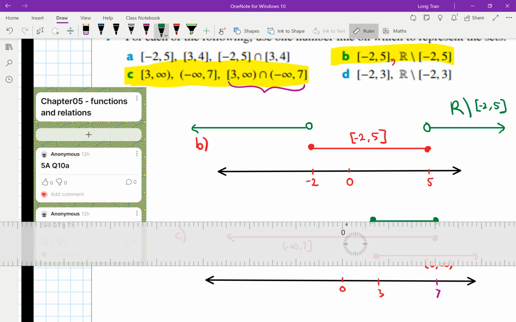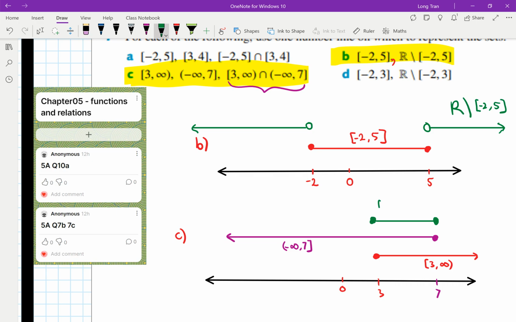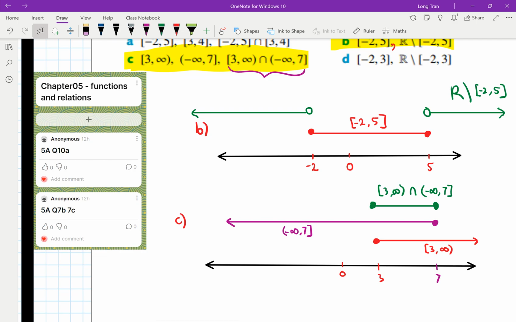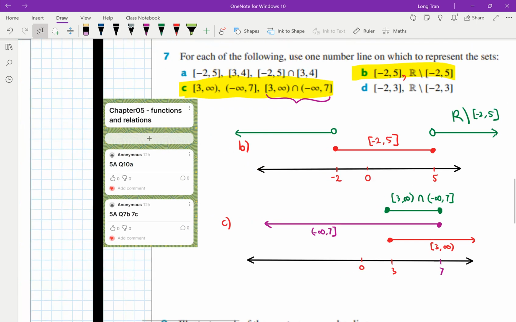So this is where 3 to infinity is in common, or intersecting, with negative infinity to 7. Okay, inclusive. That's essentially what that means. And that's 7B, 7C there.